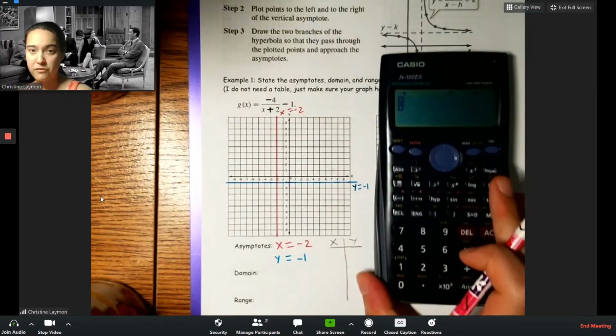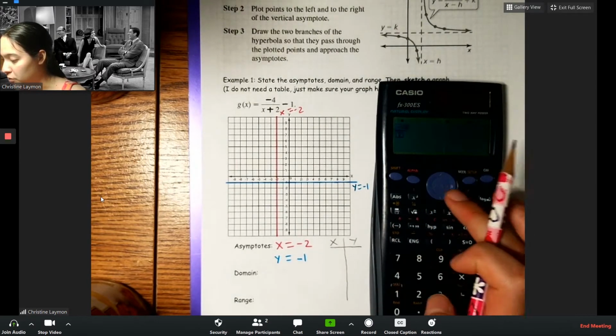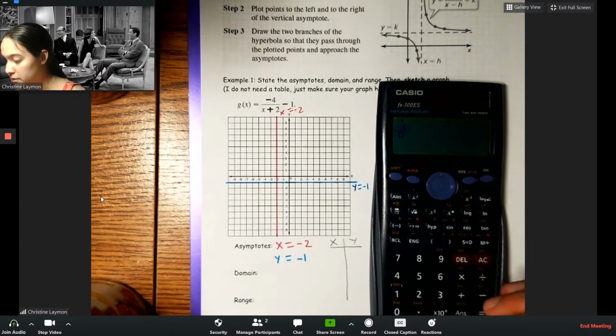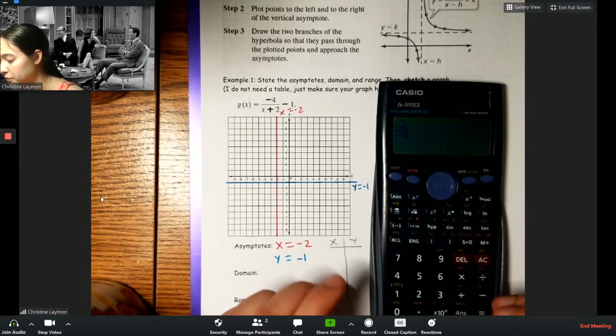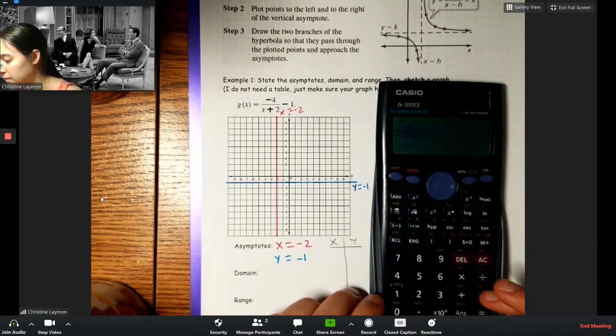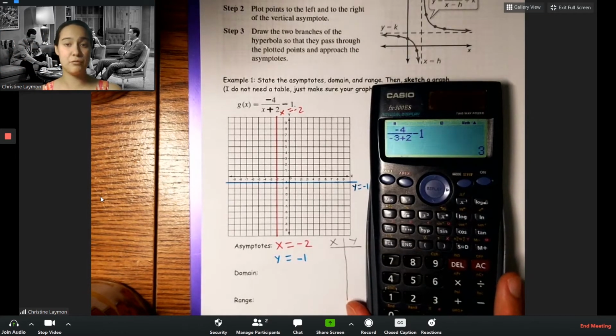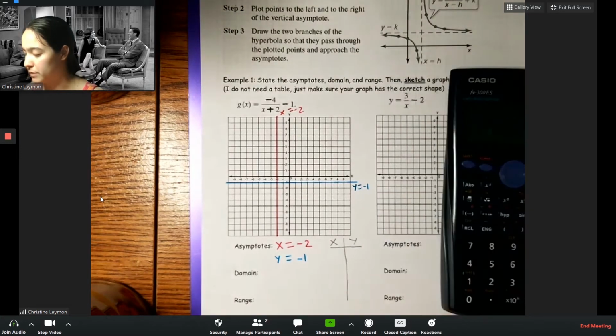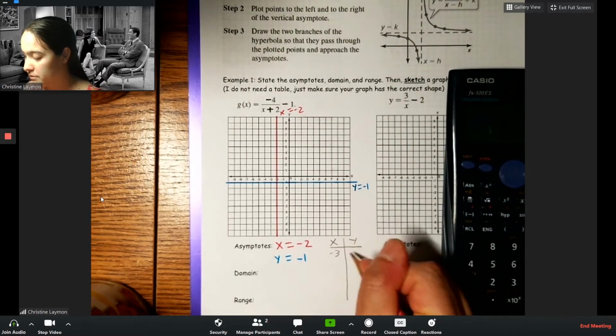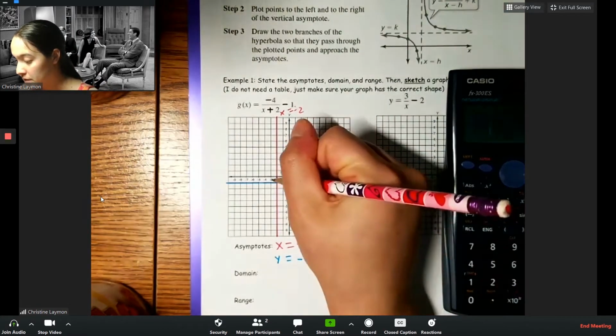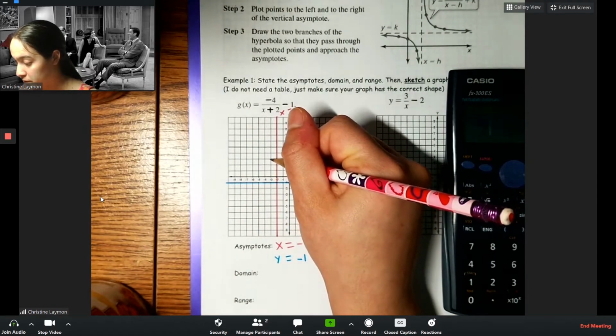I'm going to use my fraction bar. I'm going to put negative 4 on the top, and in the bottom, let's start with negative 3 plus 2, ending with minus 1. If you can see here, if I plug in negative 3, I'm going to get out positive 3. So negative 3, 3. So left 3, up 1, 2, 3.